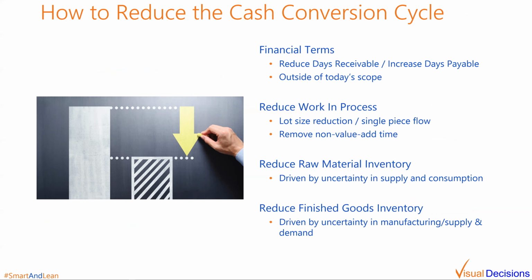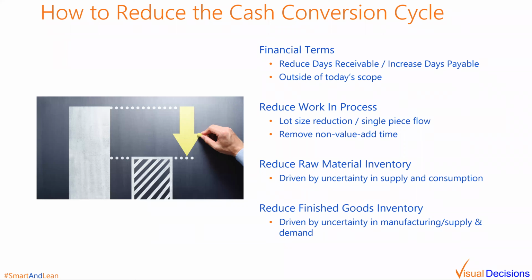So with all that said, how do we go about reducing the cash conversion cycle? As I said on a couple of slides previous, one way to do that is to certainly look at the financial terms and reduce our days receivable and increase days payable. That's pretty much outside of today's scope. I'm more of an operations guy, and so I'm going to focus more on how we can actually look at that time that materials spend in process and think about how we can reduce that. And so with that said, the next step is looking at for that amount of time that materials spend in process, how can we reduce that? And we'll look at a few different ways.